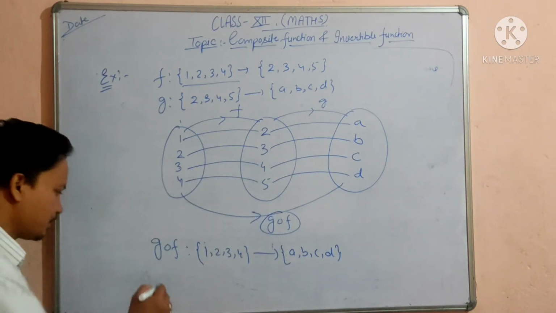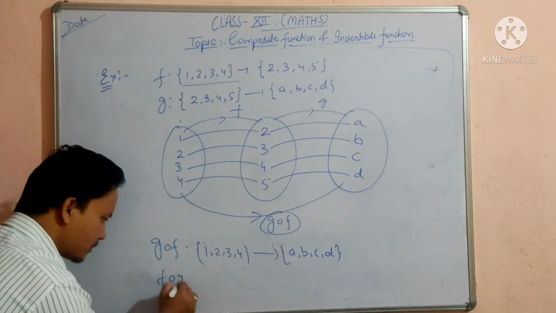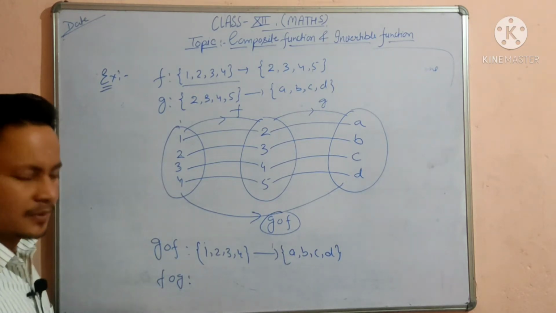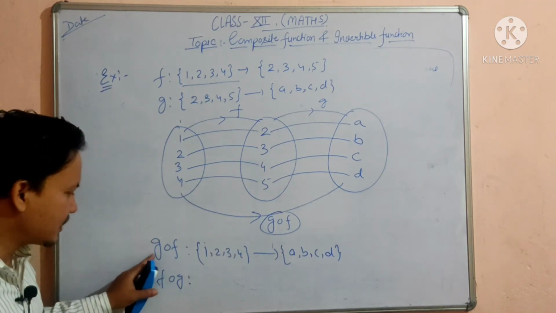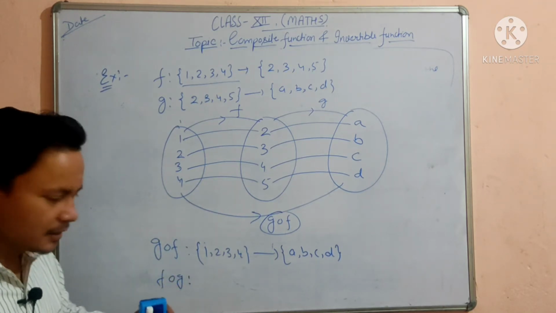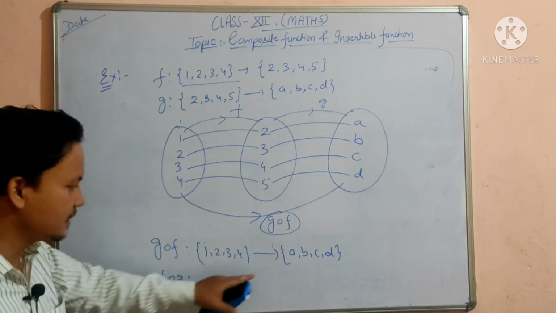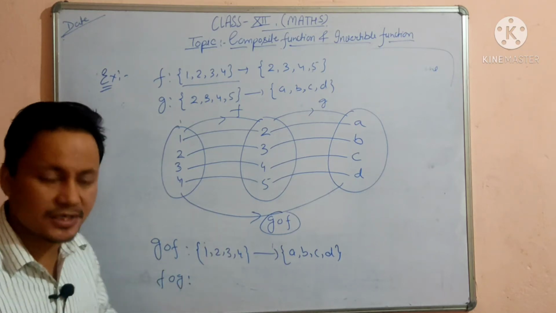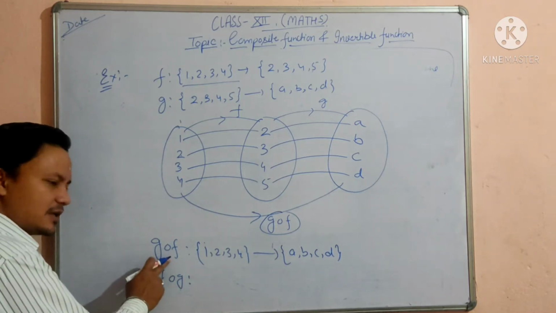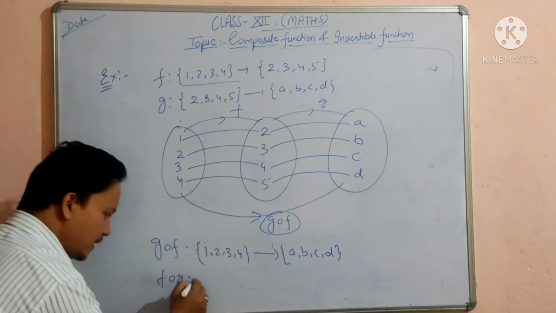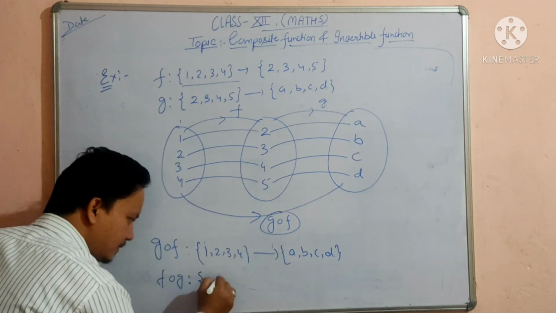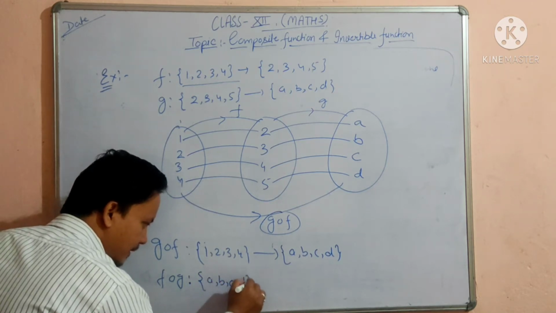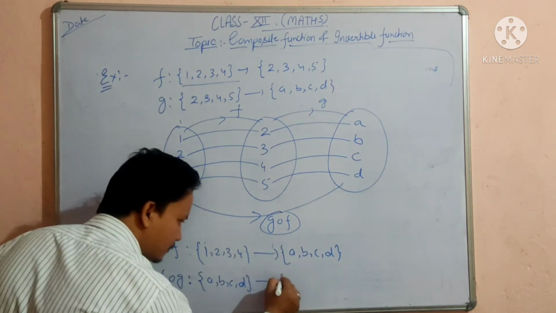And another, FOG. What is FOG? Basically FOG is the inverse of this particular function GOF. And we know that if we are taking the inverse of any function, then their domain and codomain get interchanged. So FOG is basically the inverse of this composite function GOF, and since it is the inverse of this one, its domain will be A, B, C, D, and codomain will be 1, 2, 3, 4.